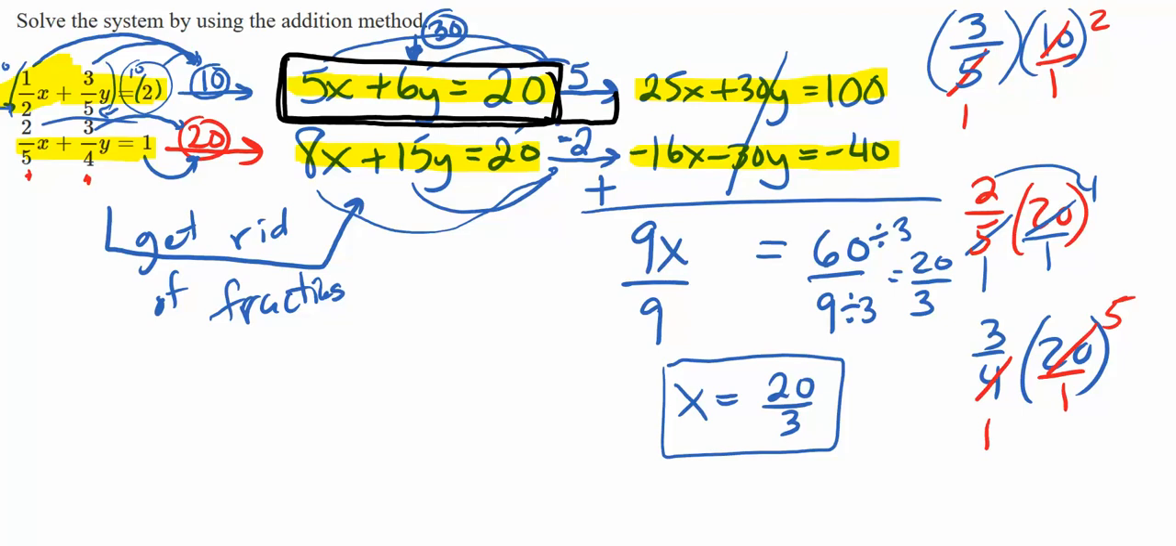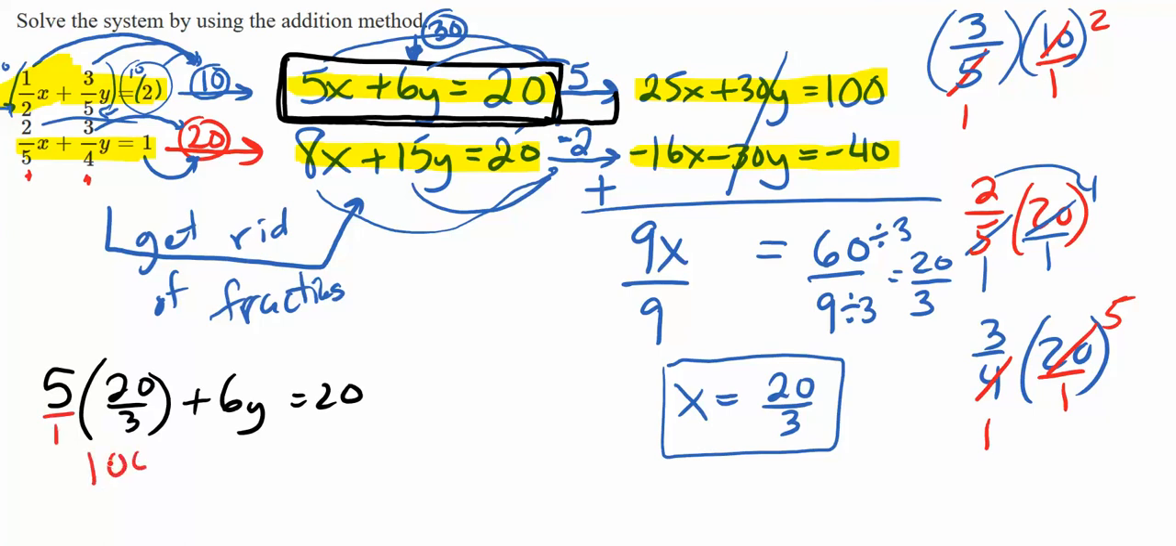So I'm going to go 5 times 20 over 3 plus 6y is equal to 20. Running a little bit out of room here, but let's see if I can at least put in most of it. In this case I'm going to have to make that into a 1. Nothing reduces, so it's a straight 100 over 3 plus 6y is equal to 20. How do I work with that? That's even a problem area here.